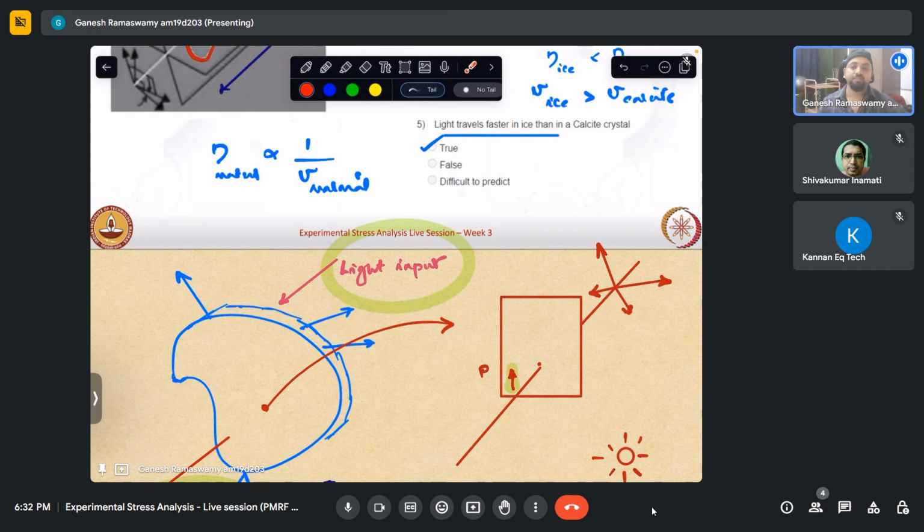And there are different arrangements of polariscope depending on what optical components make it up, which will come in the next session. So we will address it then.